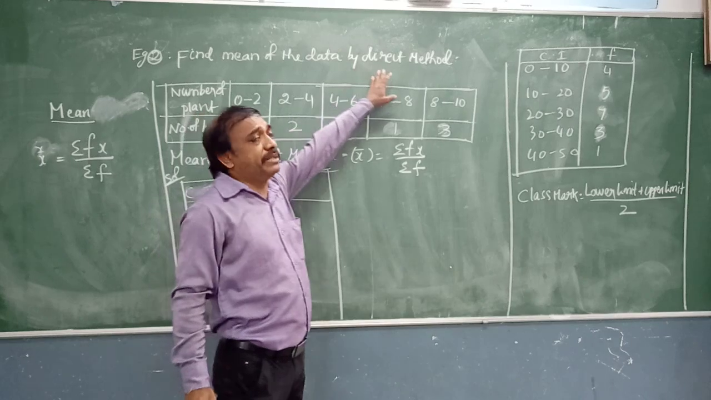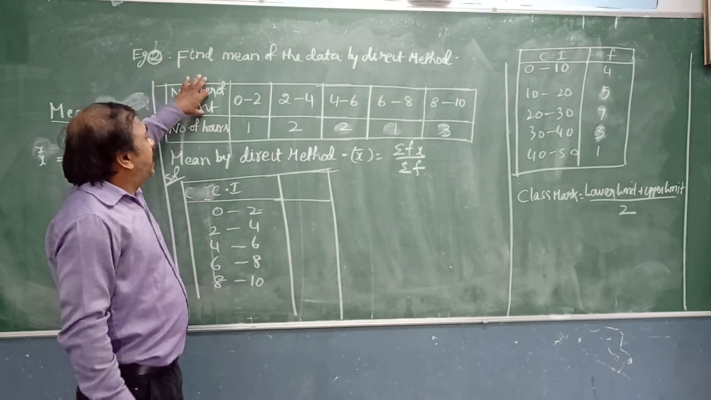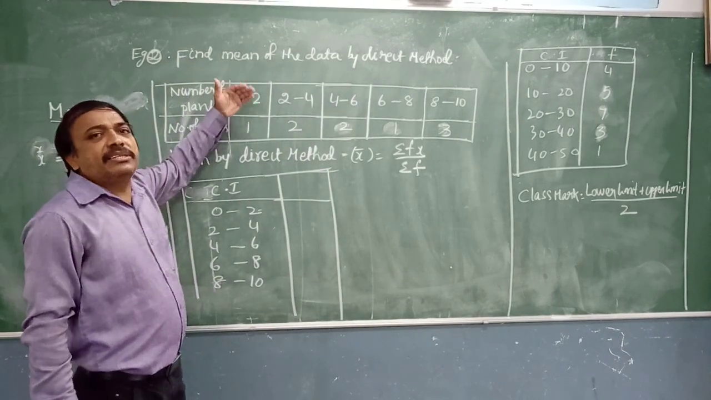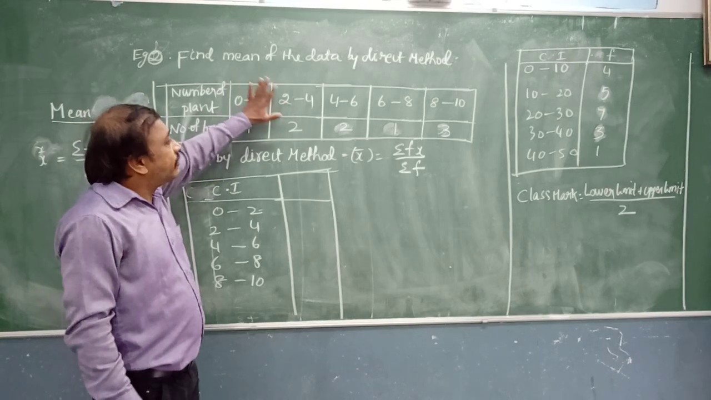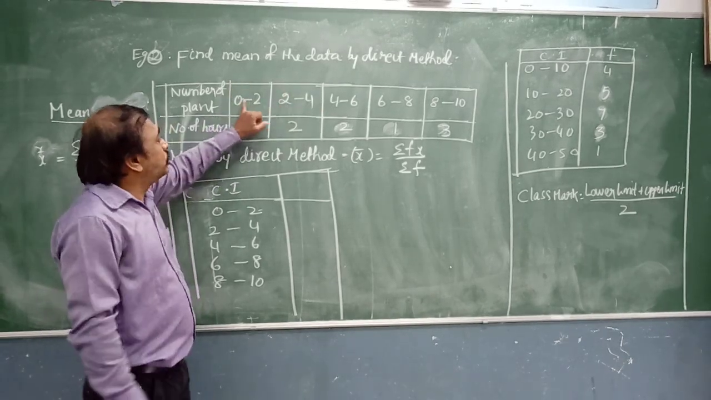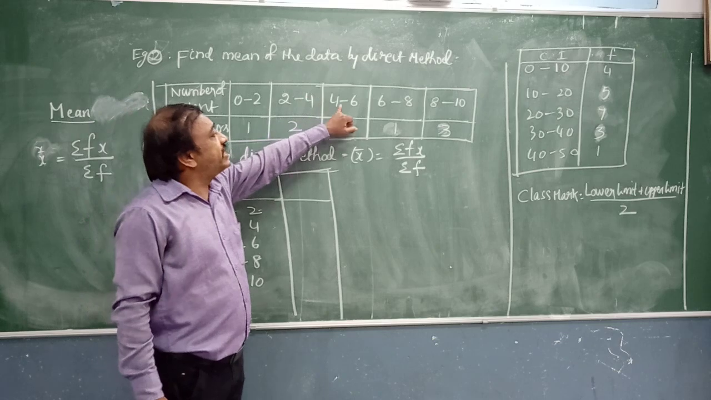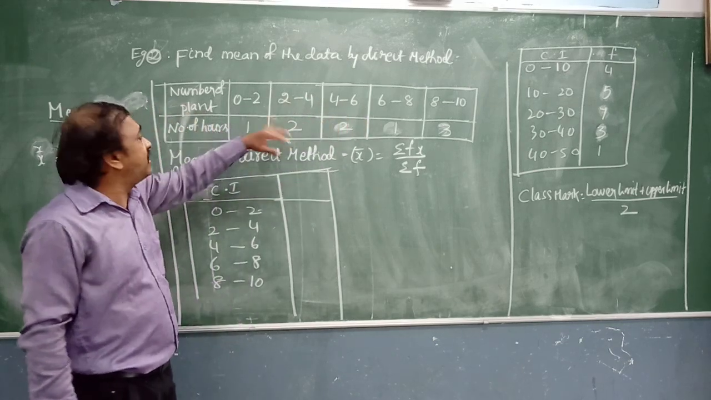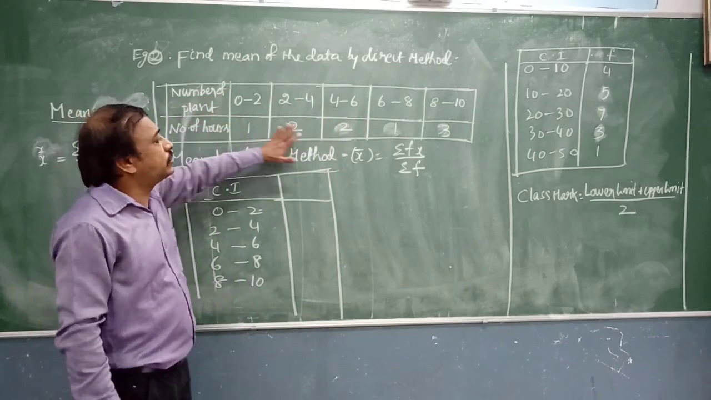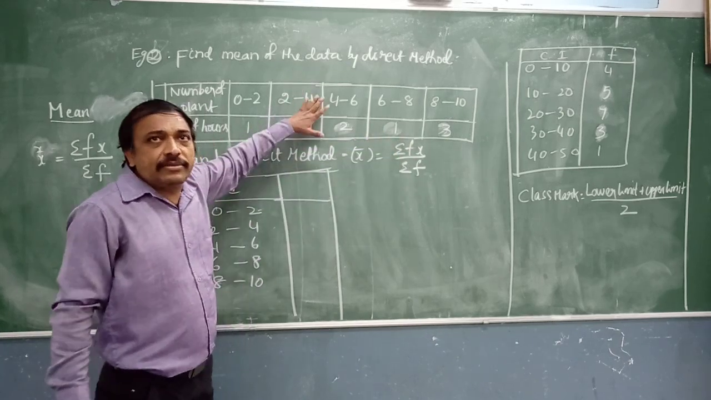Find the mean by direct method. A survey was done by some students on the number of plants and the number of hours. The survey is displayed here: class intervals 0 to 2, 2 to 4, 4 to 6, 6 to 8, 8 to 10, with number of hours 1, 2, 2, 1, 3. This we are going to use.